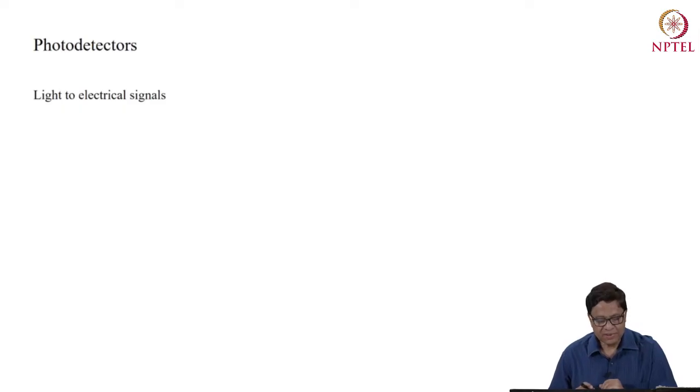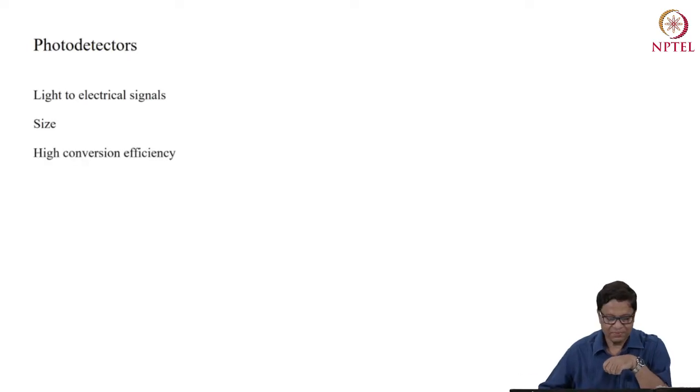Let us first understand what a photodetector does. It basically converts the light power or optical power into electrical energy. That's the basic function of a photodetector. So what we require in a photodetector: the size should be small, because if you want to mount this on your mobile phone or use it as an attachment to your laptop, you require that the size of the photodetector should be very small.